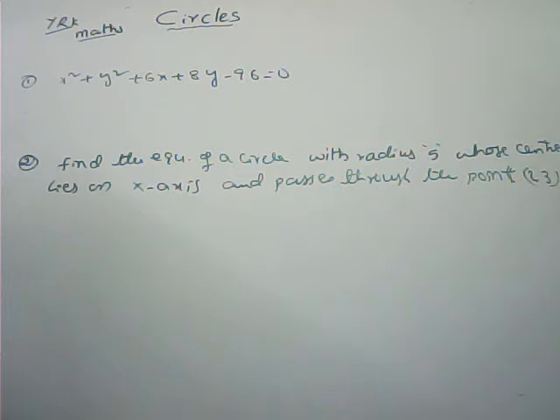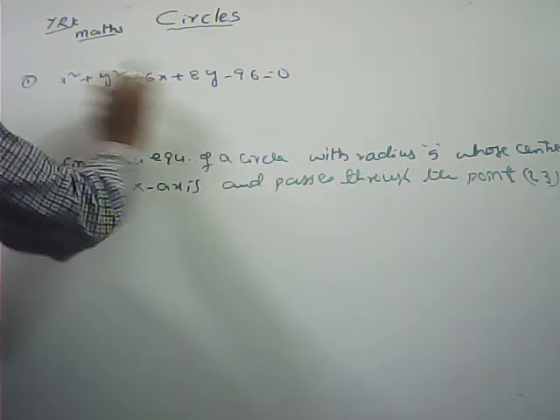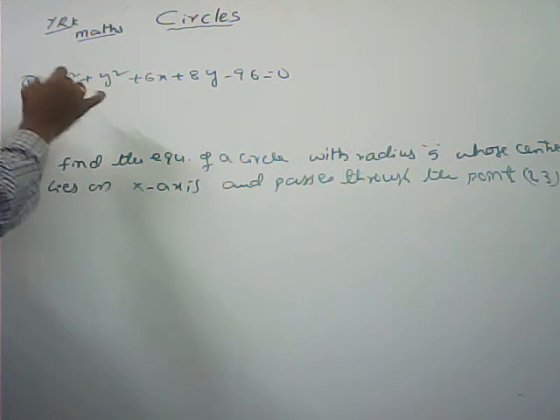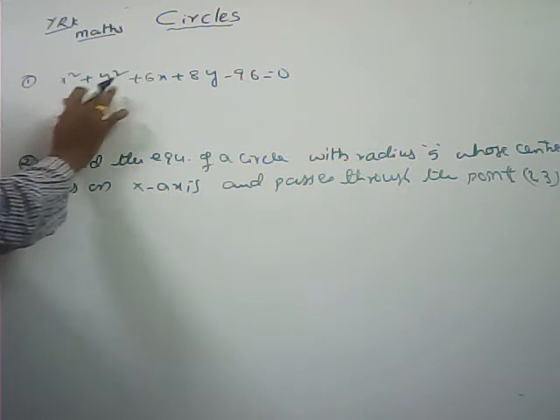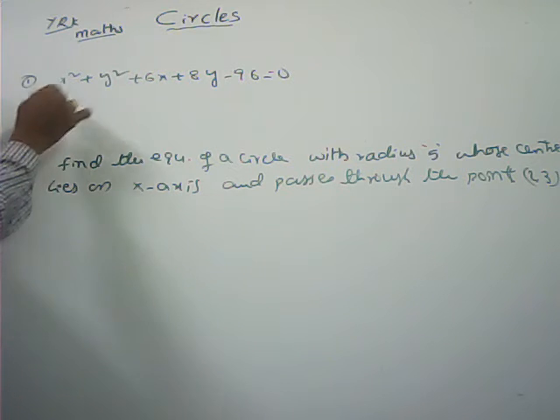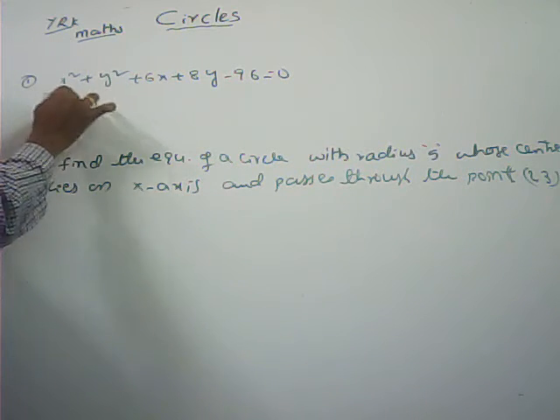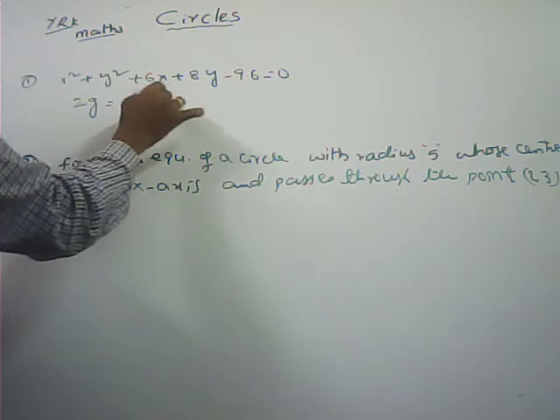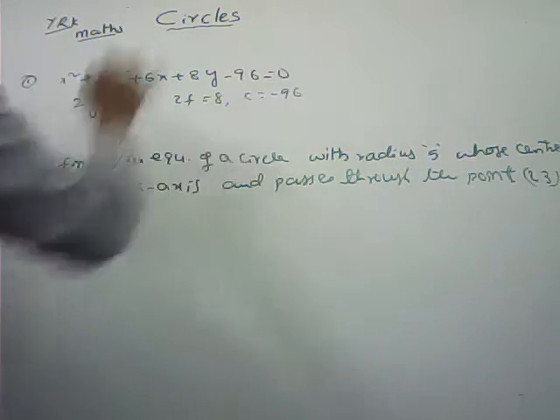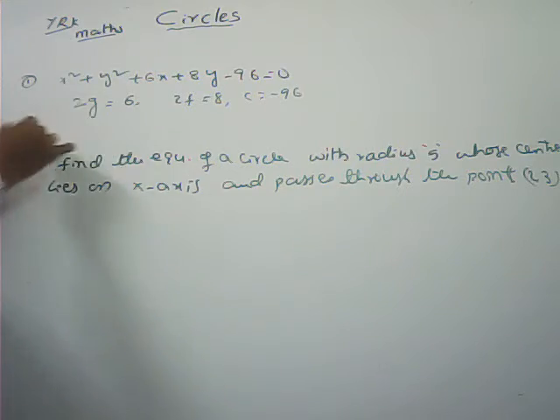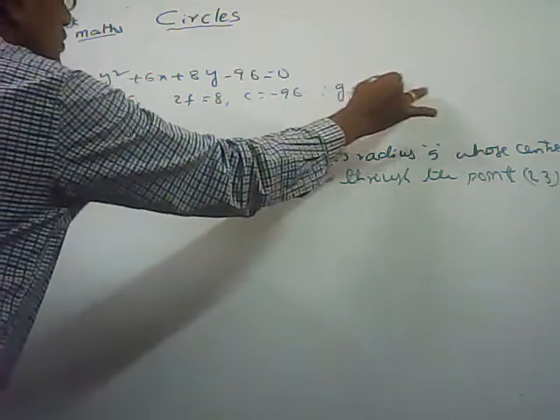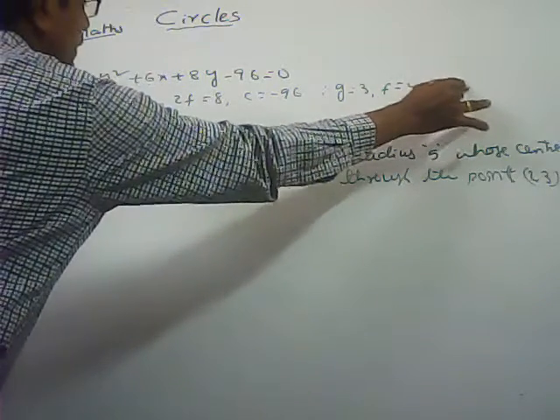Next, if it is the equation of a circle, find the center and the radius. Here, comparing with the general form of the equation of the circle, x square plus y square plus 2gx, the x coefficient is 2g, that is equal to 6, 2f is equal to 8, c is equal to minus 96, and g value is 3. Here g is equal to 3, f is equal to 4, and c is equal to minus 96.